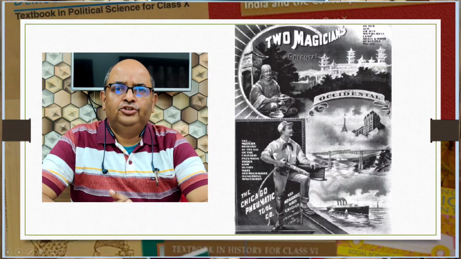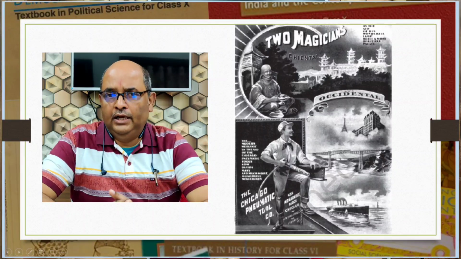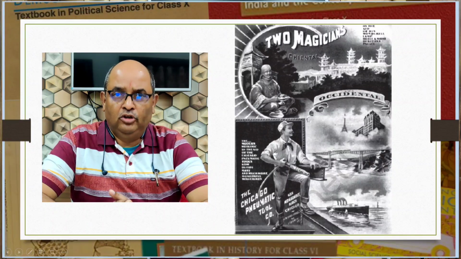Aladdin here is shown as a symbolic representation of East and past. On the other hand, the mechanic symbolizes the West and the modernity. After seeing these pictures, you must have got an idea about what the content of the lesson would be. It would be dealing with industrialization.